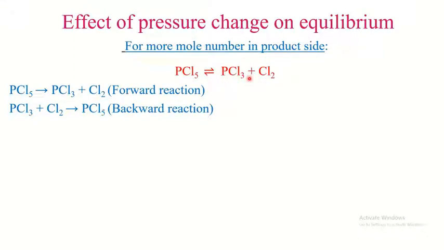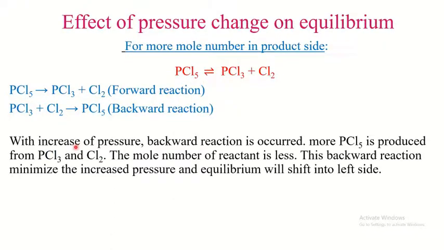Now in this reaction, look, if pressure is increased, what will happen? When pressure is increased, then the increased pressure should be minimized. How? Here in the reactant side, there is less mole number. That means there is less pressure. So, reactant will be produced. Then the increased pressure will be minimized. So, in this reaction, if pressure is increased, then backward reaction occurs.